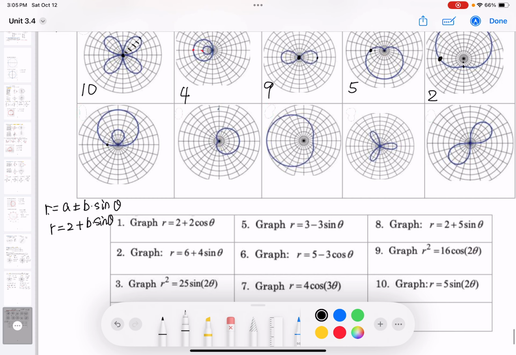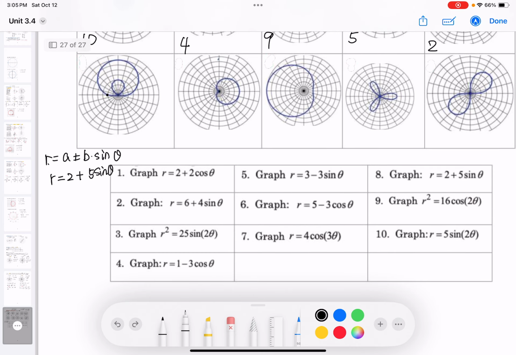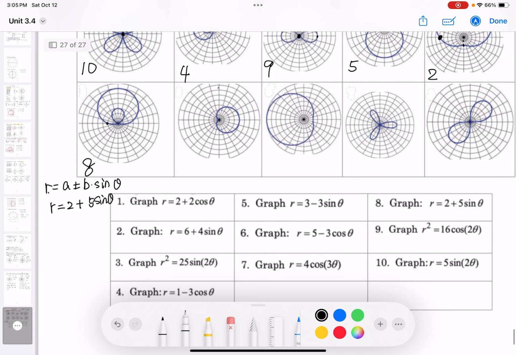What is the B? So B minus A. B minus 2 is equal to 1, 2, 3, which is 3. So B is equal to 5. And also A plus B, 2 plus 5, is equal to 7. I want to prove this is 7: 1, 2, 3, 4, 5, 6, 7. Yes, this is my graph. r is equal to 2 plus 5 sine theta. And we need to find number 8. So this is number 8.